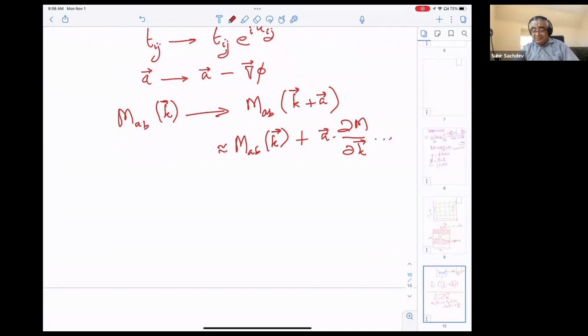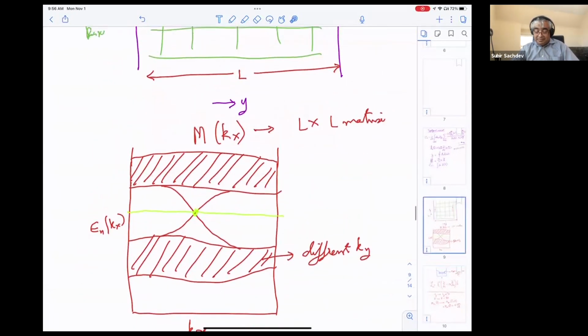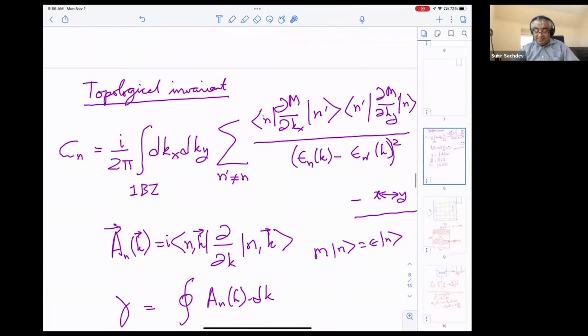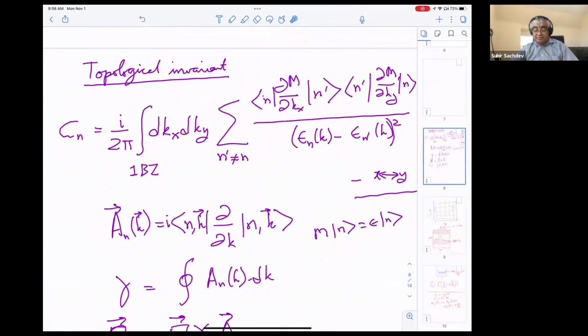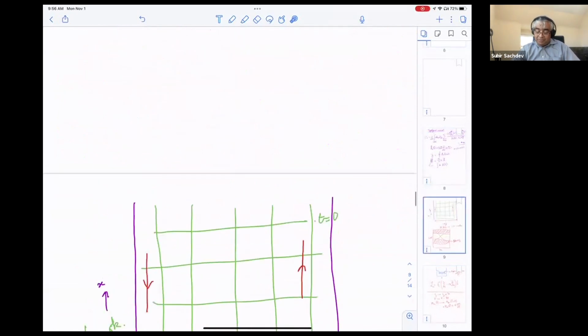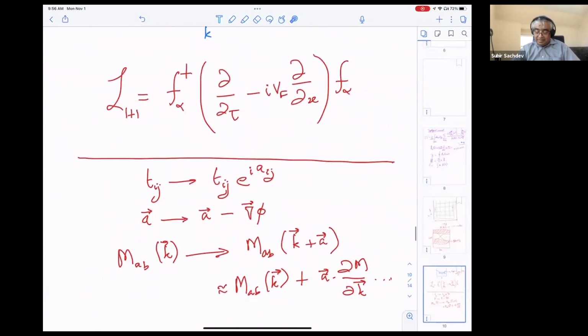Okay, so now this is very significant, and now you notice something interesting. This shift in A, the shift in the Hamiltonian of the fermions, involves the derivative of m with respect to k. And curiously, and this was the very important observation of TKNN, it's exactly the same thing that appears here in the Chern number.